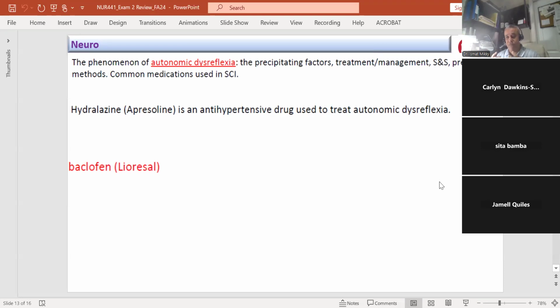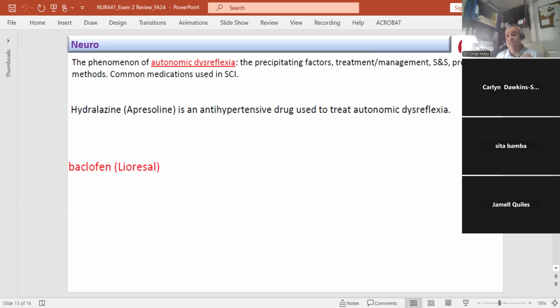Too much urine, like a full bladder: we have to palpate the bladder to make sure it's not full, looking for signs of urinary retention. Check whether the patient is on a stool softener or some medication to prevent constipation, to assess for fecal impaction or constipation, because these are the two main causes of or predisposing factors to dysreflexia. If the patient has an indwelling urine catheter, check for catheter kinks, occlusion, or blockages, because that can lead to urinary retention and then eventually to dysreflexia.